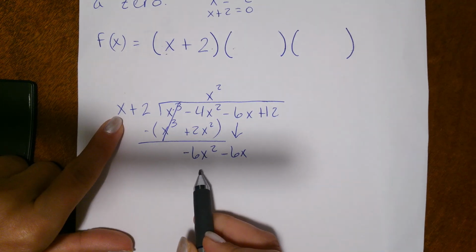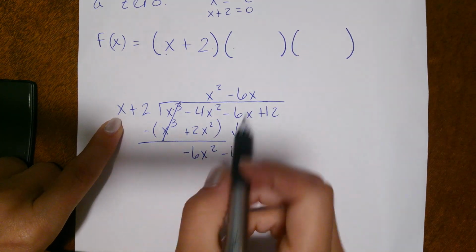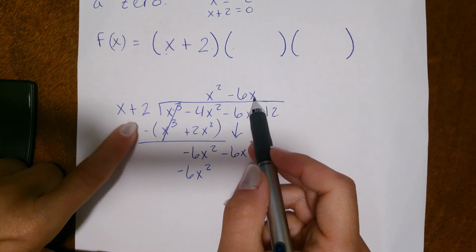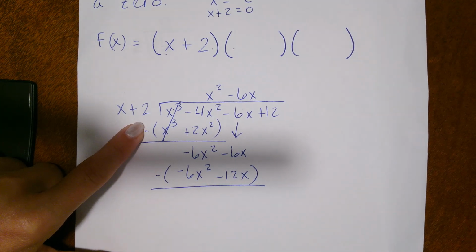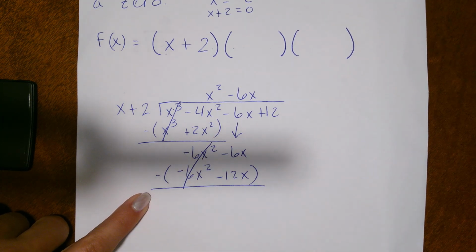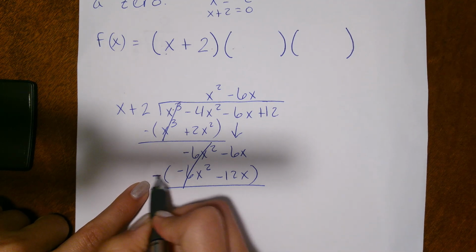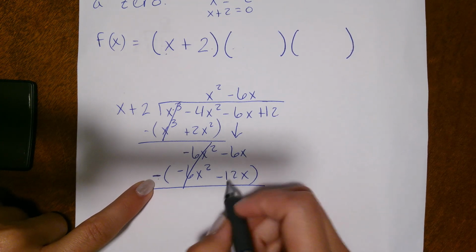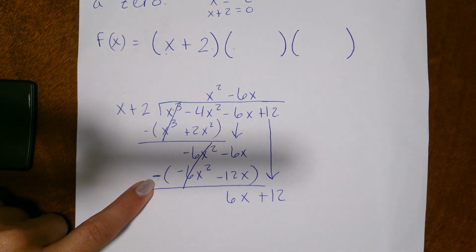So what do I multiply x by to give me -6x squared? The answer is -6x. So -6x times x gives me -6x squared. -6x times 2 gives me -12x. And again, I need to subtract. -6x squared minus -6x squared cancels. -6x minus -12x. Be careful with your negatives. It can be tricky. A negative and a negative make a positive. So -6x plus 12x gives me positive 6x. And bring down the 12.